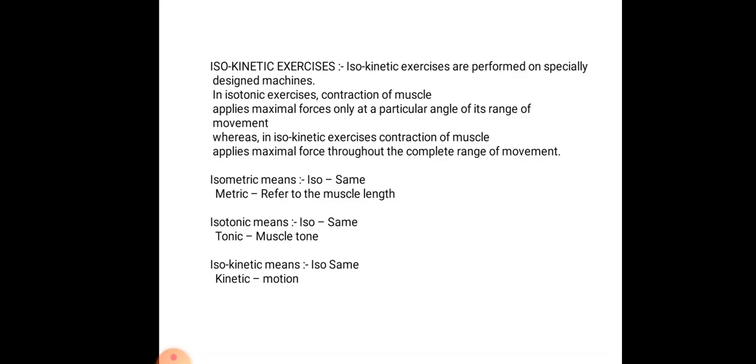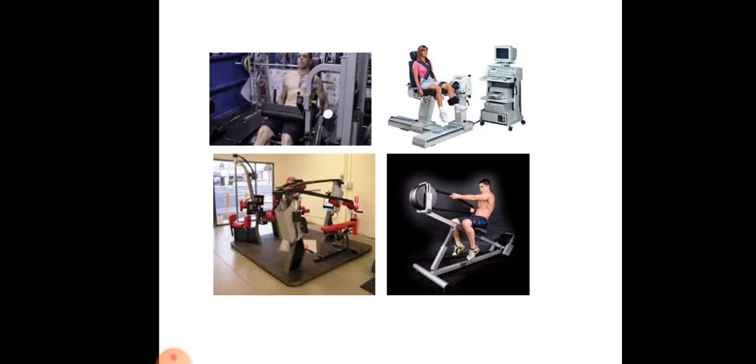There are some meanings of these three methods. Iso means same. Metric refers to muscle strength. Isotonic means same, tonic meaning muscle tone. Isokinetic means same, iso meaning same and kinetic meaning motion. These are the meanings of these methods of strength development. This is an example of isokinetics, where we need apparatus for improving strength while using this type of method.